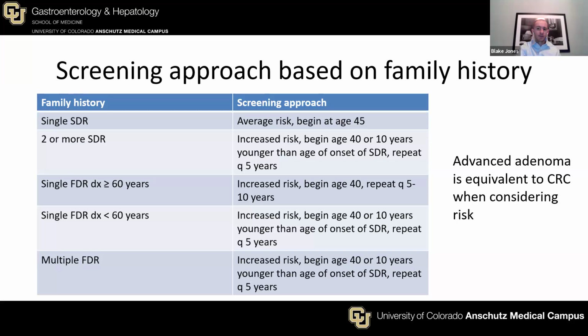And I would note here that for most guidelines, an advanced adenoma, so that's an adenoma larger than a centimeter or that has tubulovillous or high-grade dysplasia, is equivalent to colorectal cancer when you're considering risk. The disadvantage here obviously is that most people don't know the polyp history of their relatives. They do know the cancer history, so that can be hard to decipher. But if you do know that you have a patient whose father had a large adenoma at a younger age, then that patient should be referred for earlier screening.